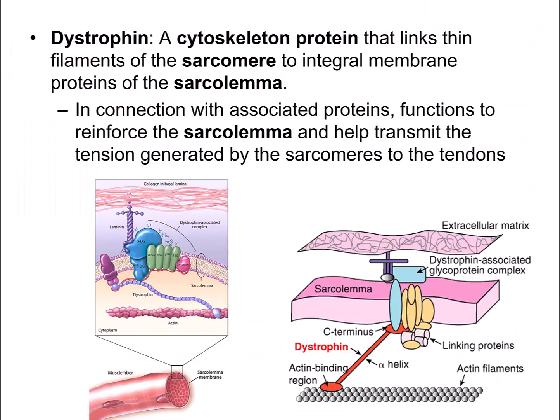There's another protein called dystrophin, and dystrophin is a cytoskeletal protein that links the thin filaments of the sarcomere to integral membrane proteins that you find in the sarcolemma or muscle cell membrane. Here is a dystrophin protein, here's the actin of the thin filament, and it attaches to the sarcolemma or muscle cell membrane. Now in connection with associated proteins, this functions to reinforce the sarcolemma and help transmit the tension generated by the sarcomeres to the tendon. It's a real important protein for doing this.